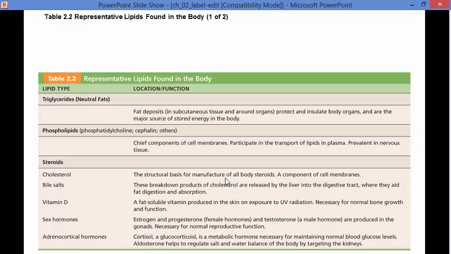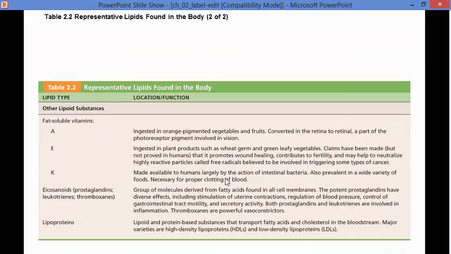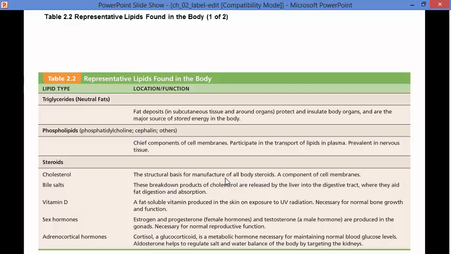Make sure you know those lipid soluble vitamins. So the function of vitamin D, anybody? Calcium absorption. What are some functions of vitamin A? Vision, cell division. Vitamin K, clotting, and E is an antioxidant.